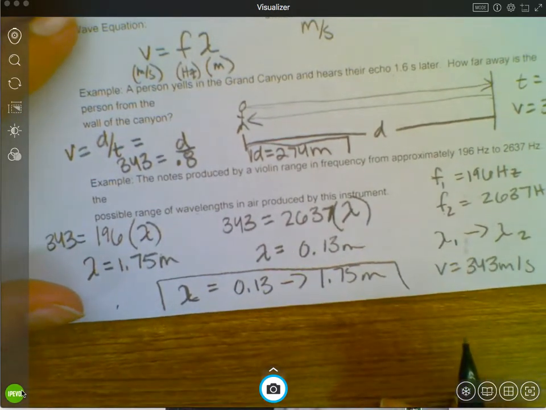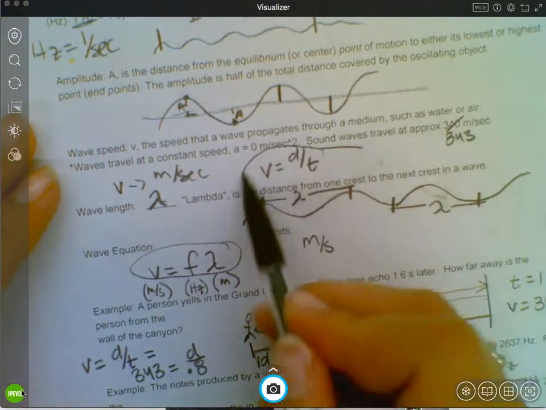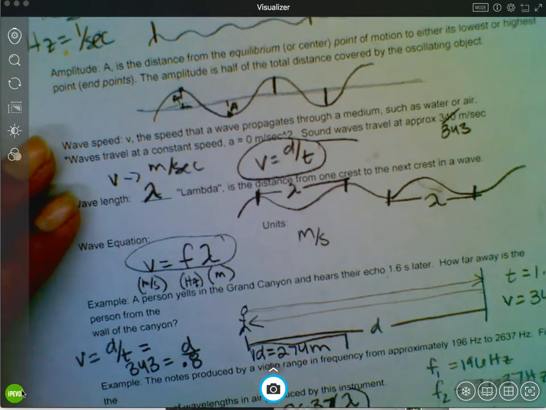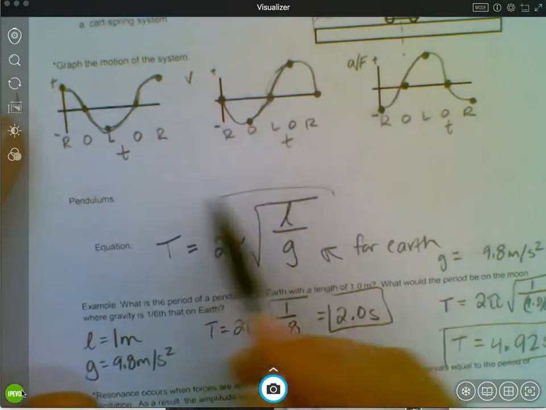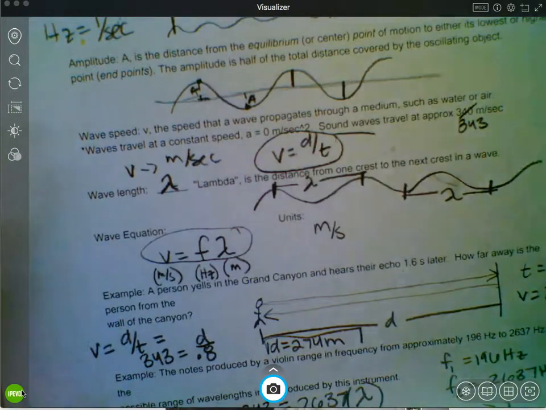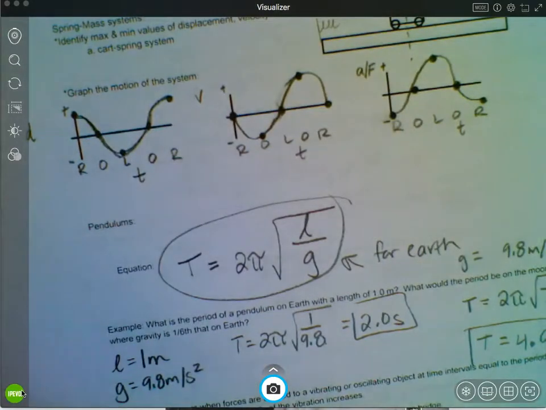Okay? So really the only equations we have are this one. We still have this one. And then in the first page we have that one. Okay? We're going to do some examples and see some videos and stuff in class. Okay?